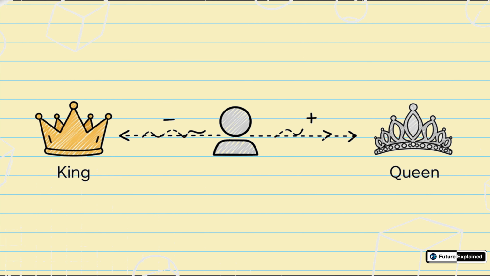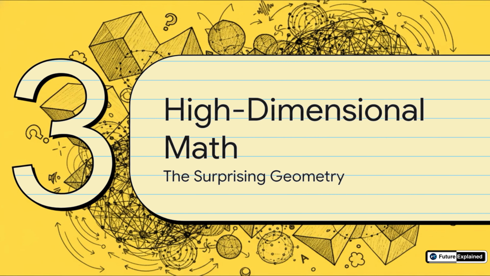So if we start at the king vector, and then we travel along that gender vector, which is like subtracting man and adding woman, we land remarkably close to the actual vector for queen. See, it's not magic at all. It's just geometry, but in a very, very big space.